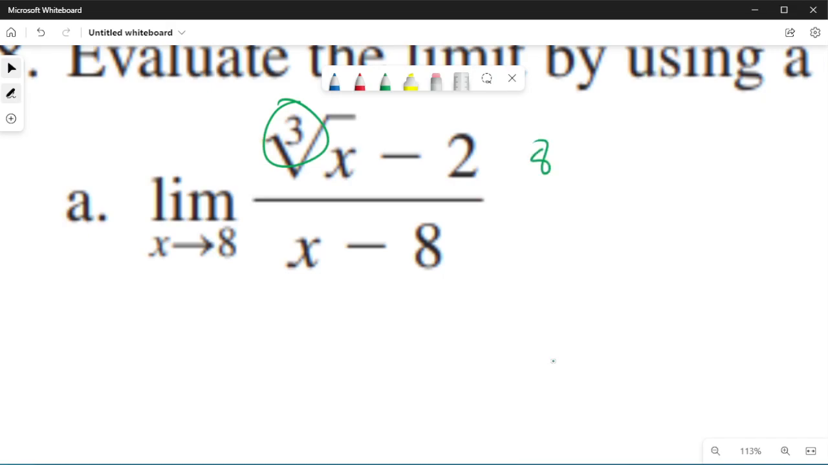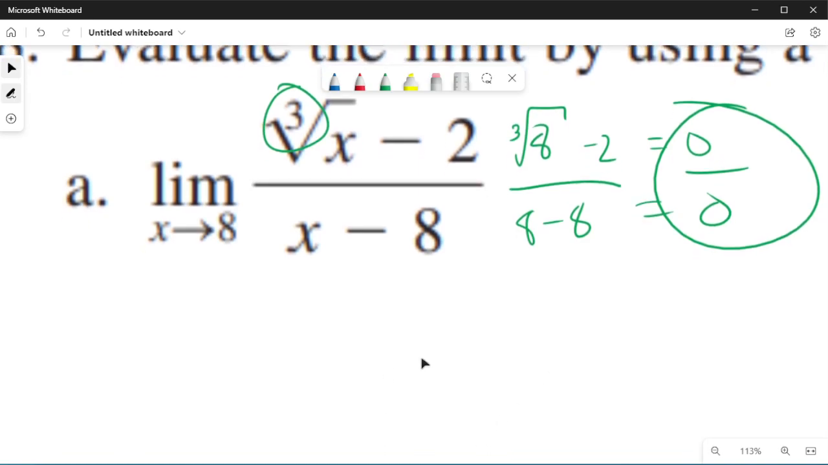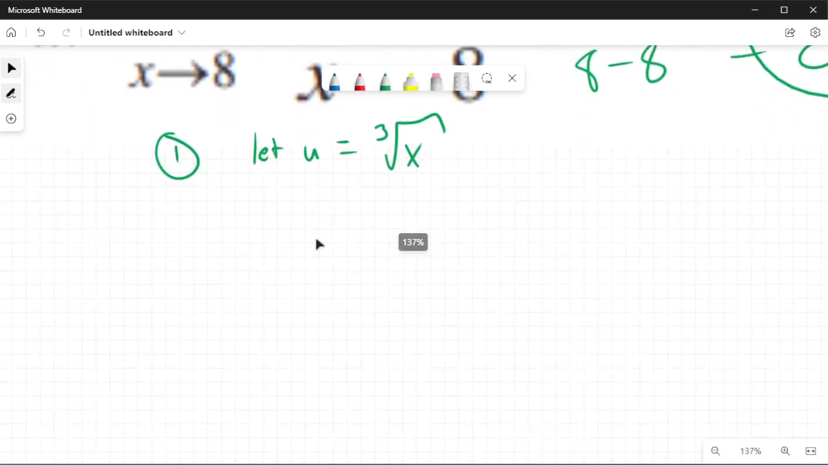If you plug in 8 on the top, you get the cube root of 8, take away 2, which is 0. On the bottom, you get 8, take away 8, which is 0. So unfortunately, it's not one of those lucky questions where it just works out of the box. We're going to have to do something to figure this out. What do we do? My suggestion is take the ugliest thing in there and replace it with u. Let u equal the cube root of x. That's statement number 1.